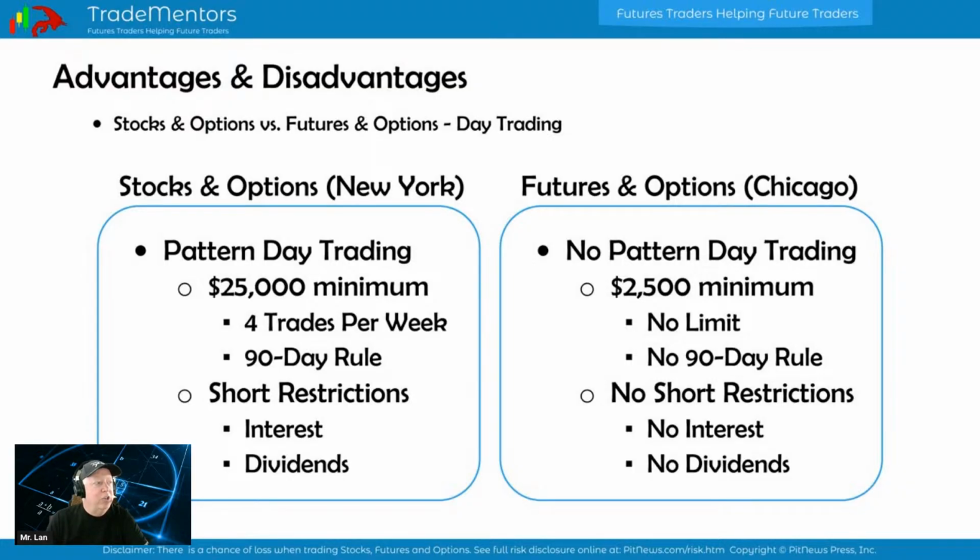Stocks and options out of New York have pattern day trading rules. When you do day trading, you have to have a minimum of $25,000 in your account. If you go 1 penny below $25,000 and you try to make more than 4 trades per week, they lock you out for 90 days. They freeze you out. That sucks. Don't want that. So you got to have at least like $30,000. So you have that $5,000 buffer, and then you can make as many day trades as you want.